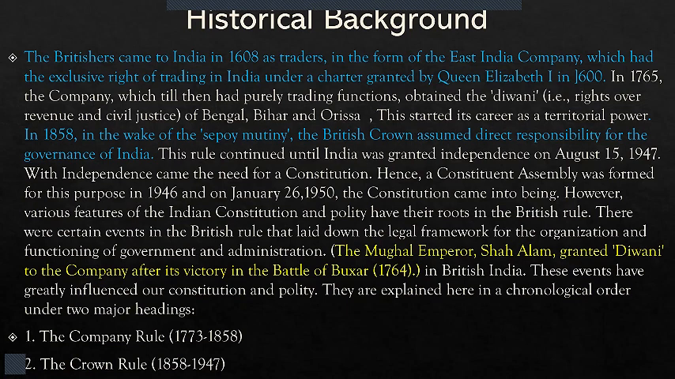Earlier, till 1858, everything in India was in the control of the company. Now, from 1858, the control over India, the governance, the administration, and everything came under the British rule. Okay, so this rule continued until India was granted independence on 15th August 1947.